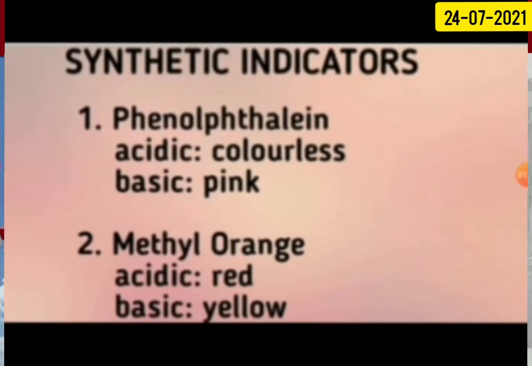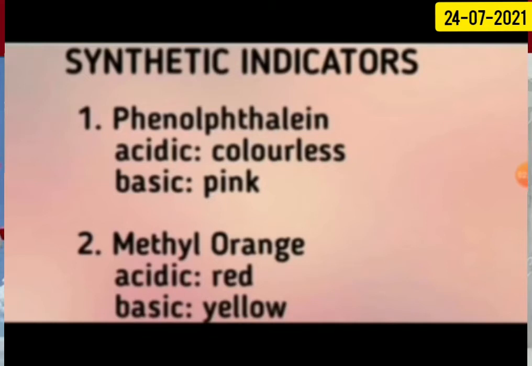Then we are going to discuss the synthetic indicators. There are two synthetic indicators used in laboratories. The first one is phenolphthalein. Phenolphthalein is a colorless indicator. When a solution is acidic, it will be colorless. If a solution is basic, the color will change into pink. When we add 2 drops of phenolphthalein to a basic solution, its color will change into pink.